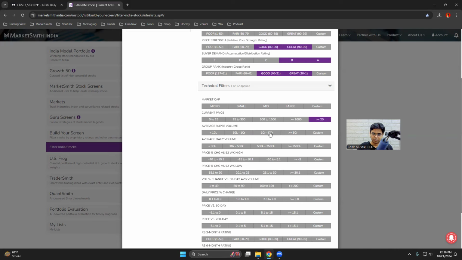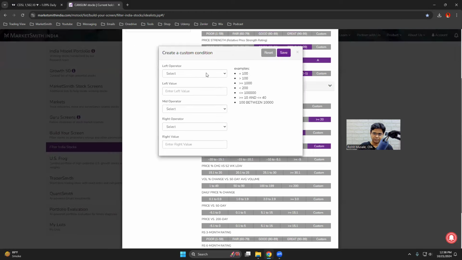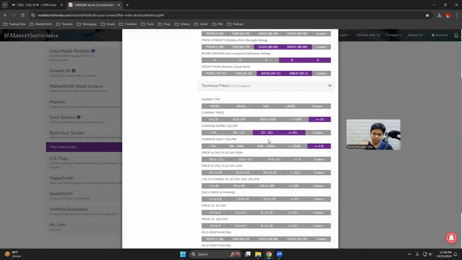Then average rupee volume, I will go with more than 1 crore. At least 1 crore means 10 million. That is the currency rupee volume. Okay. So this is decent. Then average daily volume, this is number of shares traded. This I mention as 200,000 shares traded. So I'm going with stocks that are not penny stocks.